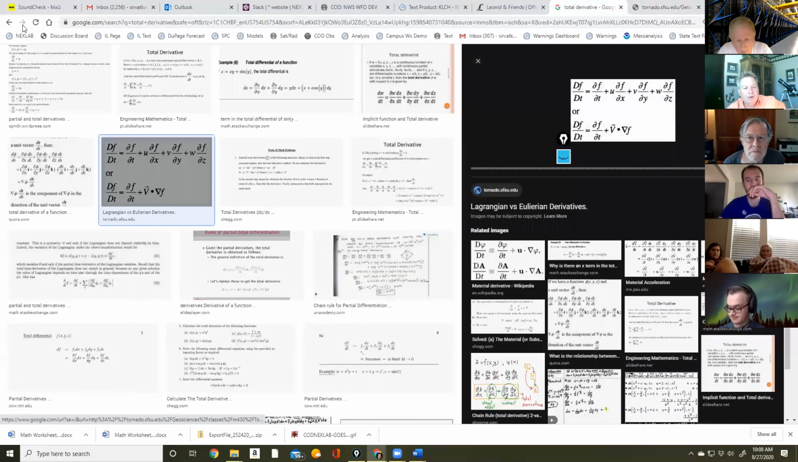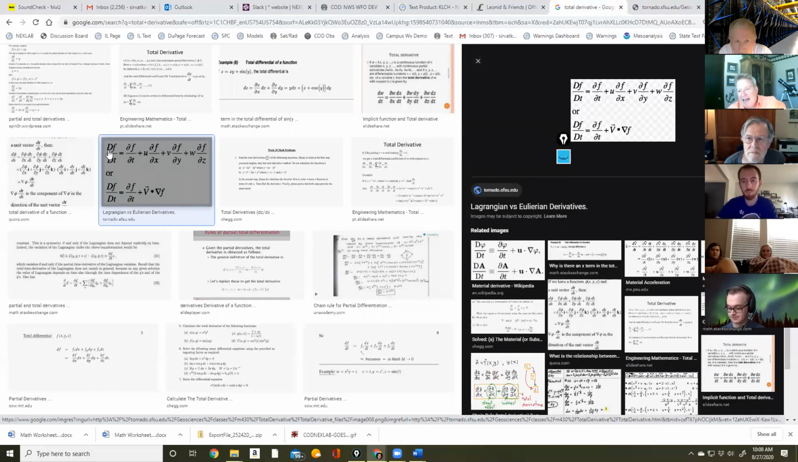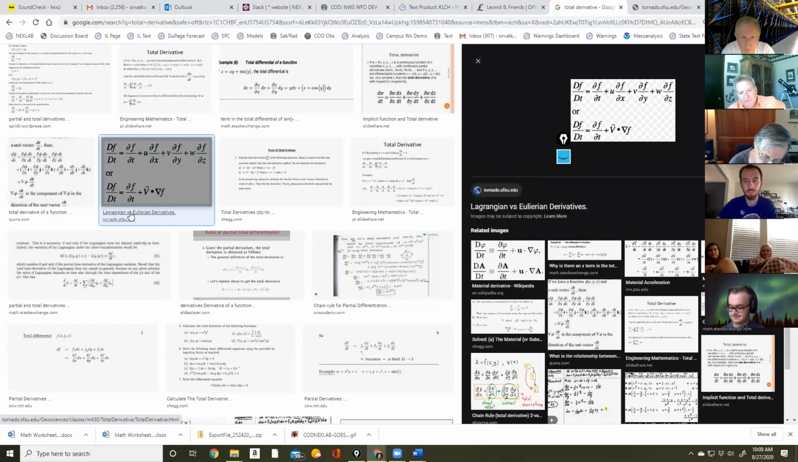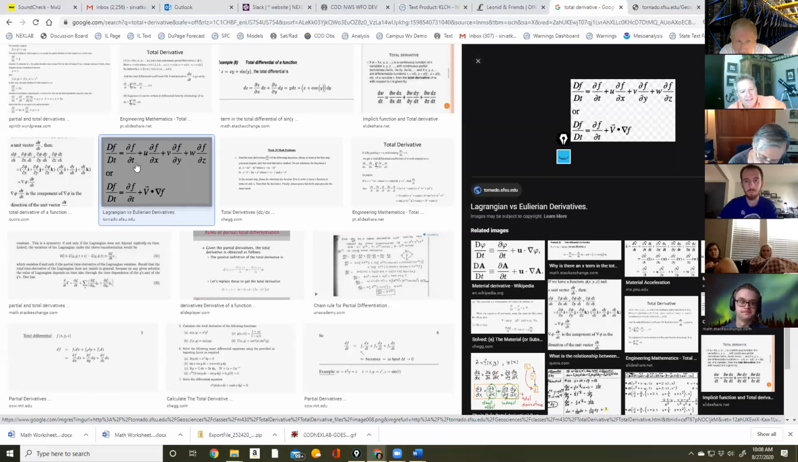Now, something else I want you to see is sometimes you'll see capital D for the total derivative, which again is John Monteverdi. But if that's the case, that's the same thing as little d. It's just a different notation. Not sure why that is.